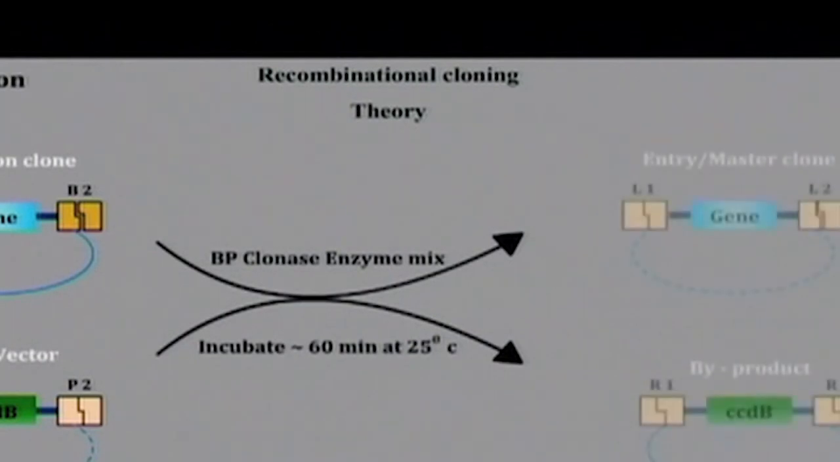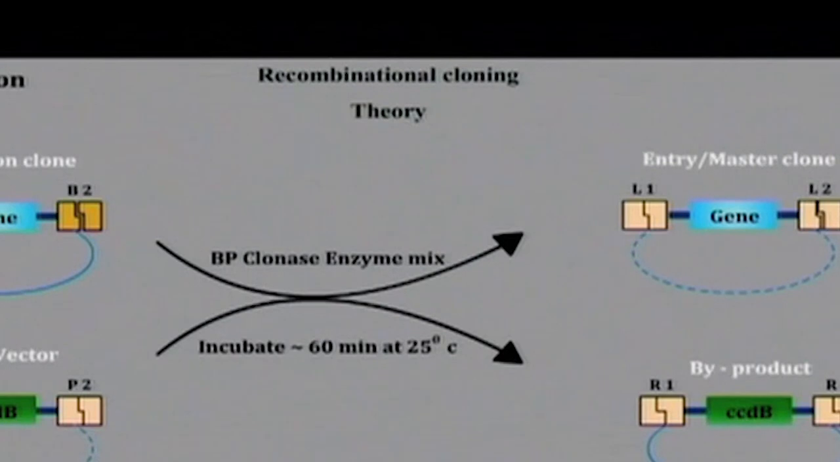Let us now talk about recombinational cloning. The recombinational cloning involves two reactions, BP reaction and LR reaction. The BP reaction of Gateway cloning is a site-specific recombination reaction between the attB site of an expression clone or a PCR product and the attP site of a donor vector in the presence of BP clonase enzyme master mix. The reaction is incubated for just an hour at 25 degrees centigrade to obtain the entry or master clones containing genes of interest.